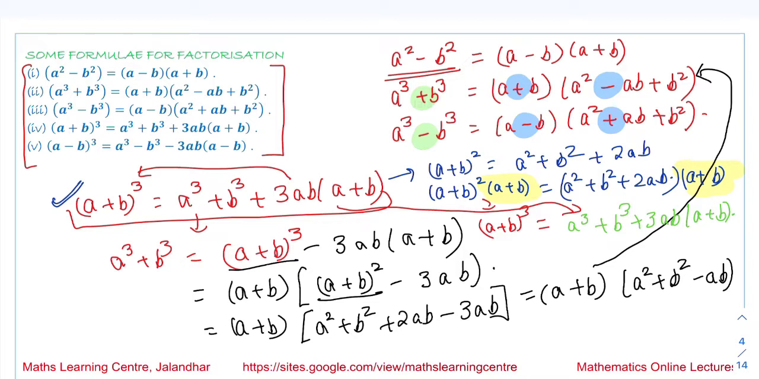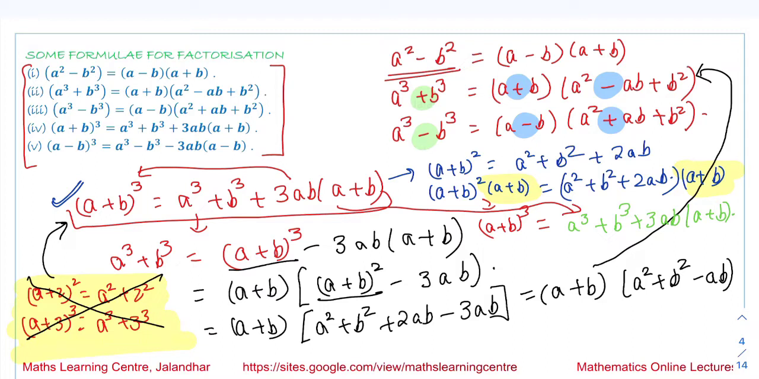The common mistake that the students make, I am going to talk about that. Suppose it is a plus 2 whole square, they write it like a square plus 2 square. When it is a plus 3 whole cube, they write it like a cube plus 3 cube. These kinds of calculations are not correct, because you have to use these formulas to perform these kinds of calculations.